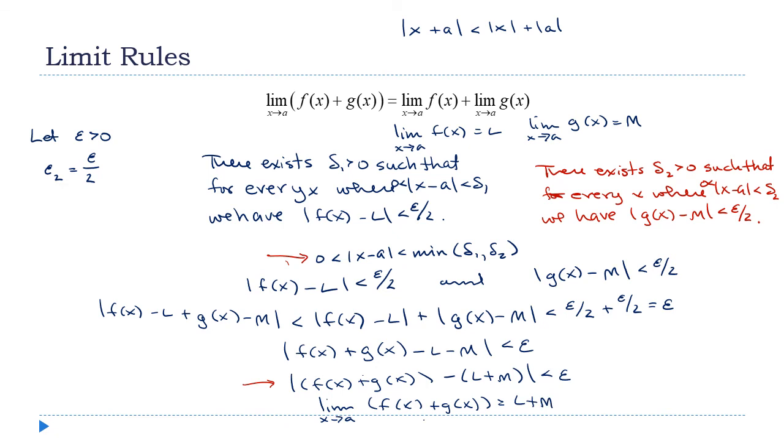So this means the limit as x approaches a of f of x plus g of x is L plus m. But what were L and m going all the way back to the beginning? That's just the limit as x approaches a of f of x plus the limit as x approaches a of g of x. And that's what I wanted to show. There's my second property.